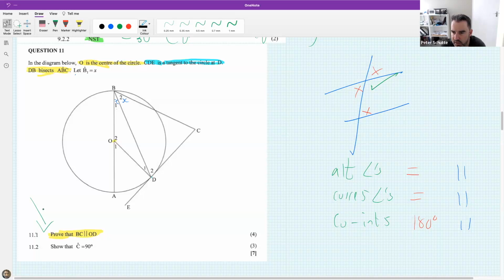So how is B2 equal to B1? In the beginning, they literally said DB bisects ABC. So if we look, what is ABC? ABC is this angle over here. I'll color it in. So, right, that's ABC. But the word bisect, or DB bisects, means to cut in half. So that's why B2 and B1 are both equal. And they said, let B1 equal X. So I hope that helps, Buchle.